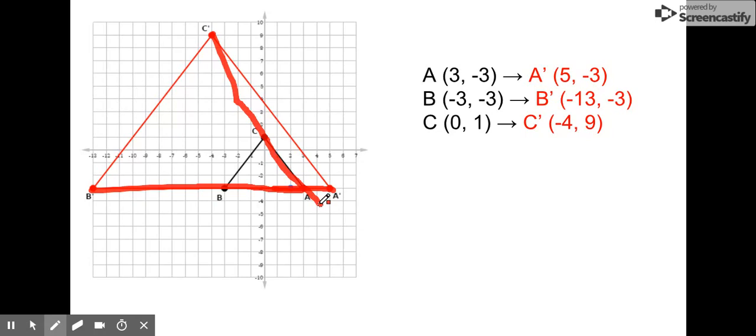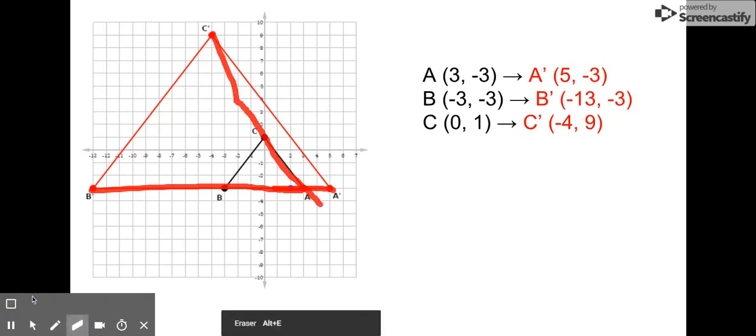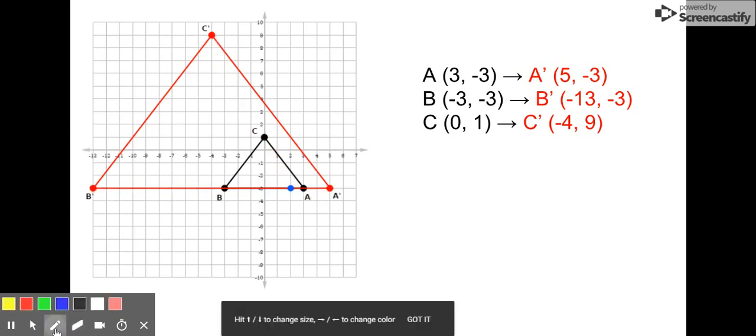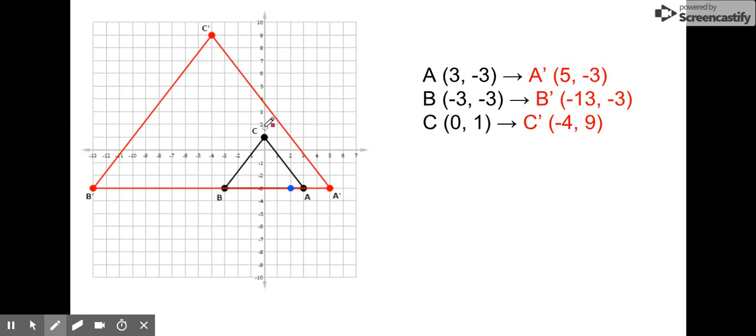Sometimes it's helpful to use a ruler to really make sure you're being precise. We can also see that the distances are 3 times the amount, right? A to B versus A prime to B prime. A prime to B prime is 3 times the side length of A to B. B prime to C prime is 3 times B to C. And then A prime to C prime is 3 times A to C. We also see the orientation is preserved, and that's how you perform a dilation that's an enlargement.